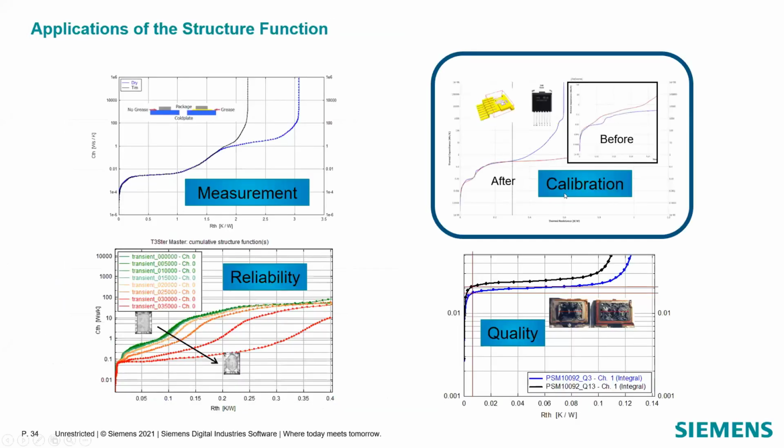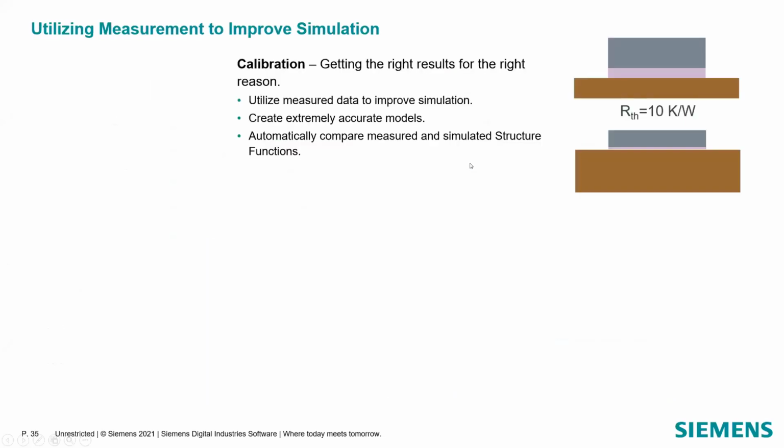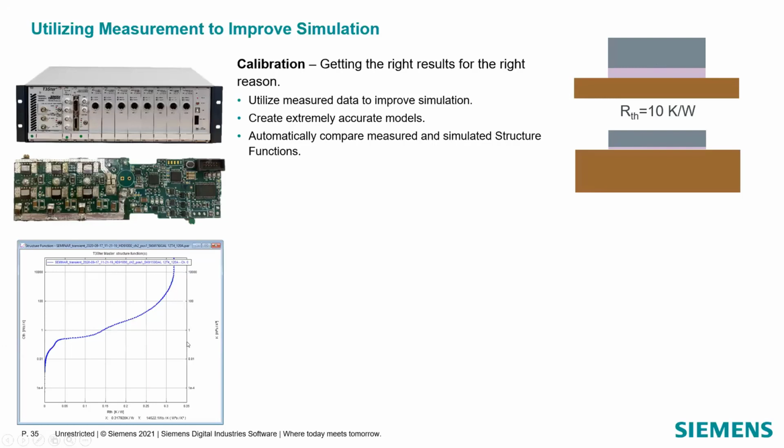And finally, I have 2 more slides on model calibration, where the idea is, if you create a simulation model, you want to make sure that it's accurate and you're getting the right simulation results for the right reasons. If you see these two simple images, both of them have 10 Kelvin per watt overall thermal resistance, but as you see, the geometries are different, and you can do this by playing around with the conductivity values. So knowing the geometry and making measurements, you can make sure that the models will be perfect.